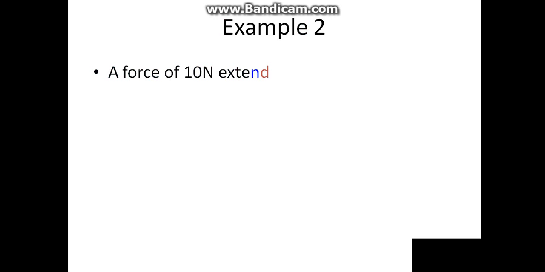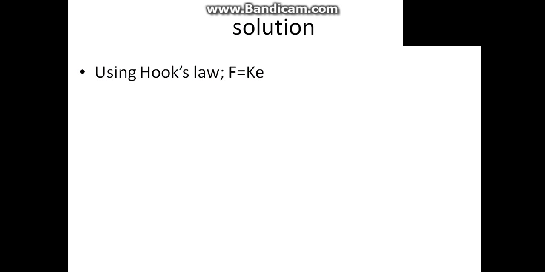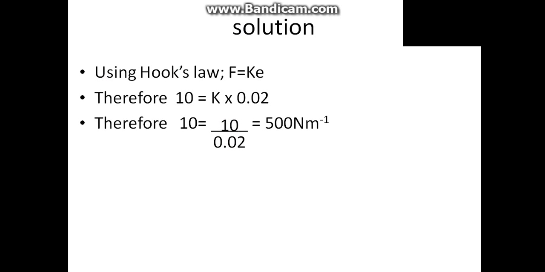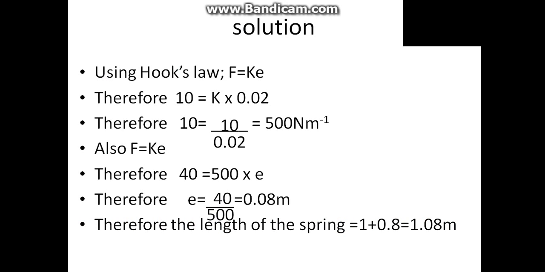Example 2. A force of 10 newtons extends a spring of natural length 1 meter by 0.02 meter. Calculate the length of the spring when the applied force is 40 newtons. Solution. Using Hooke's law, F is equal to Ke. Therefore, 10 is equal to K times 0.02. Therefore, K is equal to 10 over 0.02, which gives us 500 newtons per meter. Also, F is equal to Ke. Therefore, 40 is equal to 500 e. Therefore, e is equal to 40 over 500, which gives us 0.08 meters. Therefore, the length of the spring is equal to 1 plus 0.08, which is 1.08 meters.